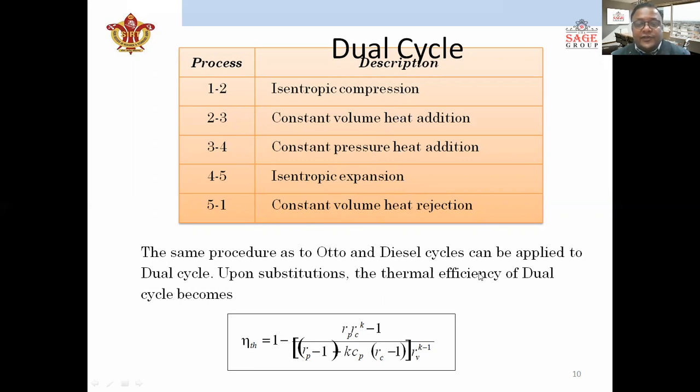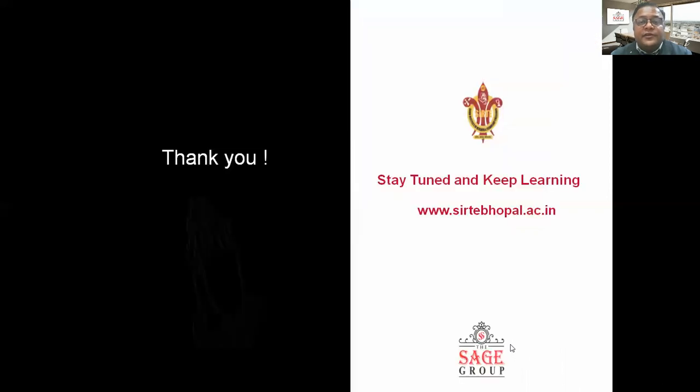And the same procedure as for the auto and the diesel cycle can be applied to the dual cycle. जैसा कि ऑटो साइकिल में किया था, ड्यूल साइकिल में किया था कि 1 बाई 1 करके प्रोसीजर को, पॉइंट को, अपन लोगों ने प्रोसेस को कंसिडर किया, और उसके करने के बाद थर्मल इफिशिएंसी जो ड्यूल साइकिल की थी, that will come to 1 minus, where Rp is the pressure ratio and rho is the cutoff ratio: (Rp times rho to the power gamma minus 1) upon ((Rp minus 1) plus gamma times (rho minus 1)), divided by the compression ratio to the power gamma minus 1. This is the dual cycle thermal efficiency derivation.